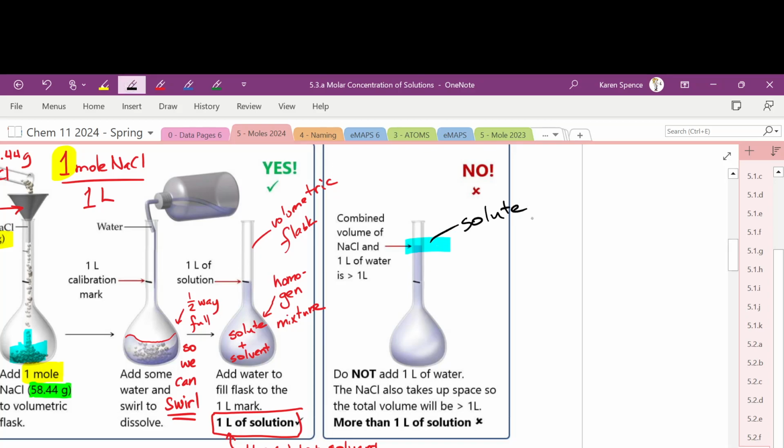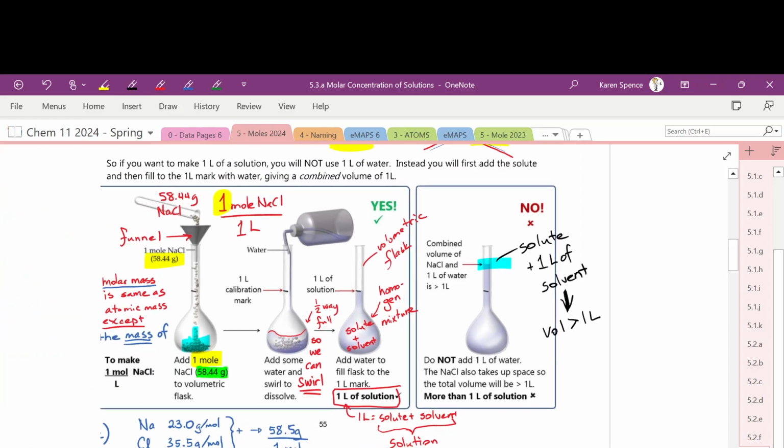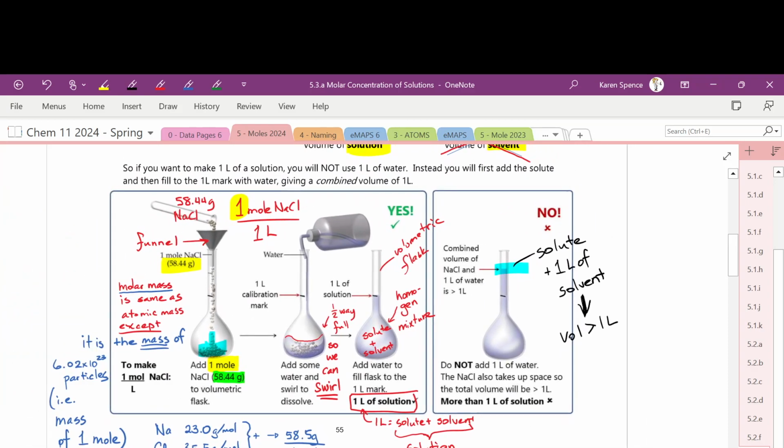Solute plus 1 liter of solvent. The volume is greater than 1 liter, and you don't want that. There's no way of predicting how much more than 1 liter it is, so it's not a good way. So we always just make it per liter of solution.